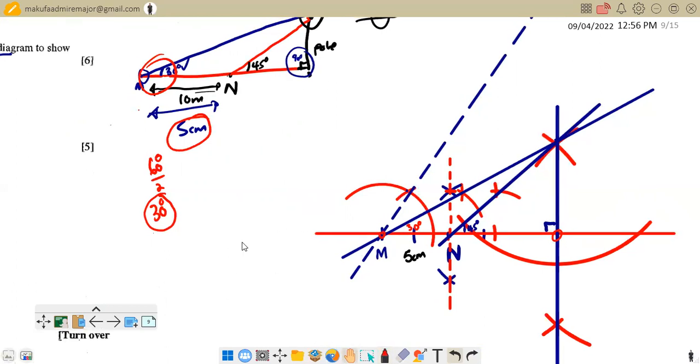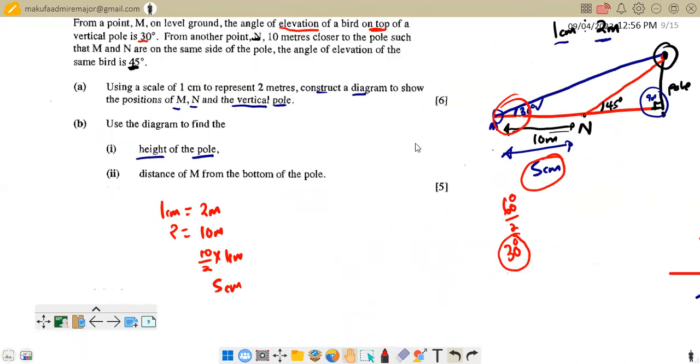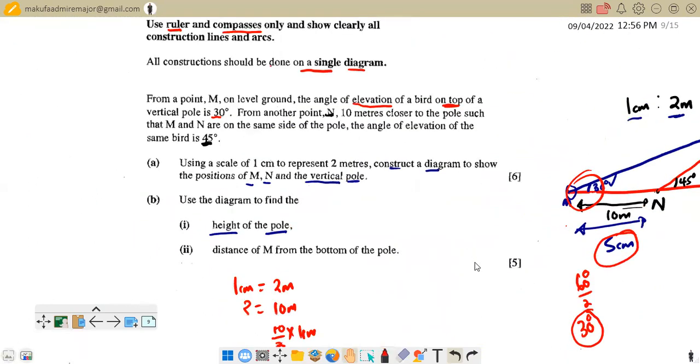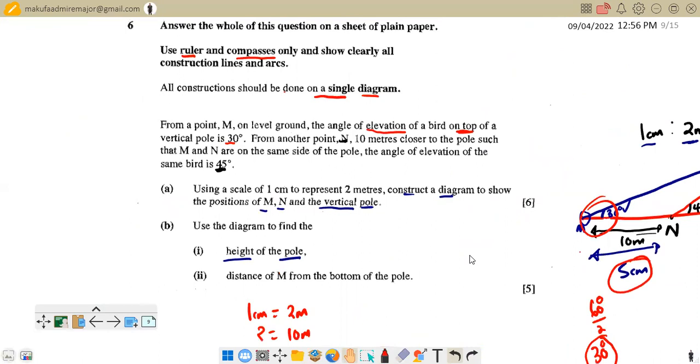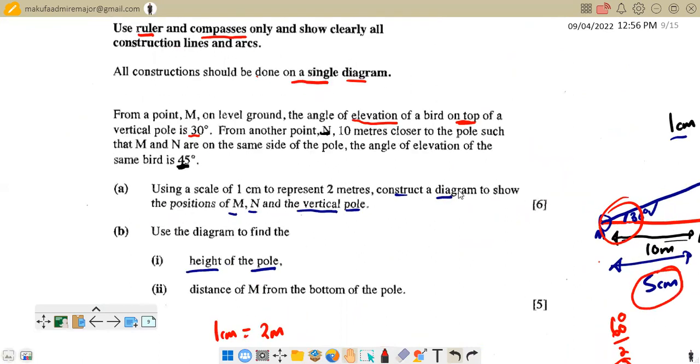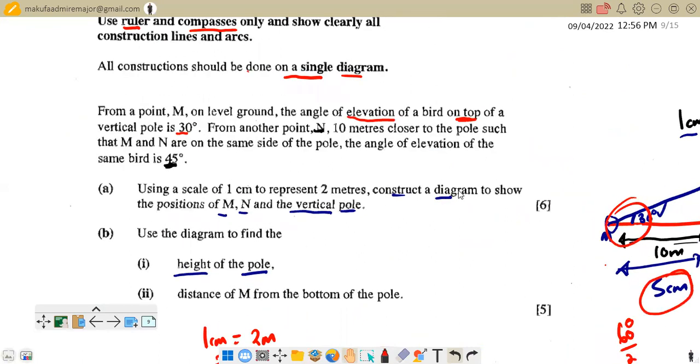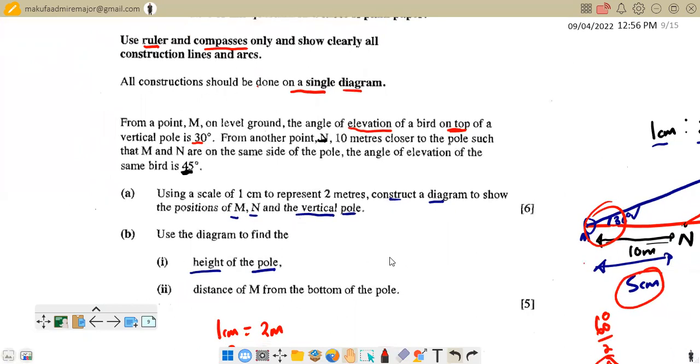So that was the case, guys. As you can see, you obtain 11 marks under construction like this one. So these are the typical questions that you can have under angle of elevation. It can be angle of elevation, it can be angle of depression, depending on the question that you're given. And sometimes it can be a pure question on bearing. So you must be very, very careful with these typical questions. All right. So I think that's it, guys.